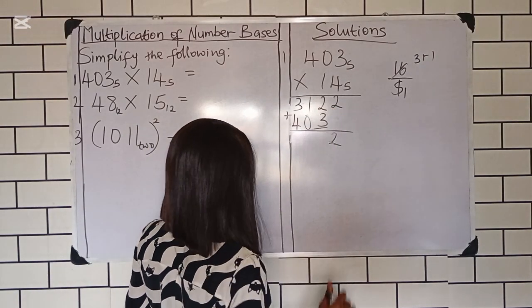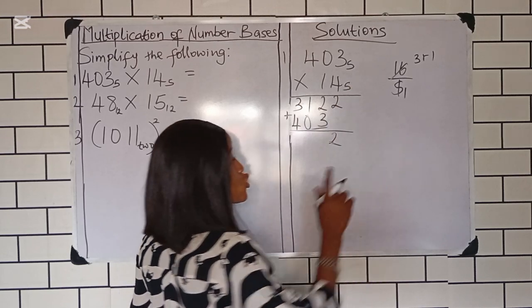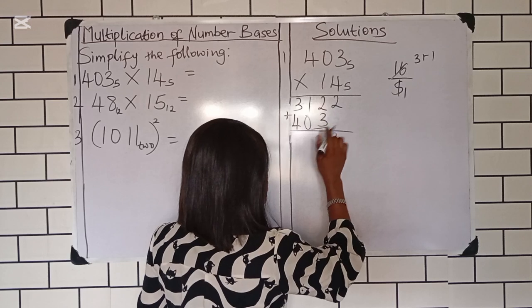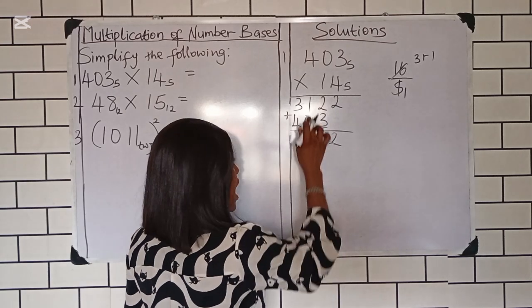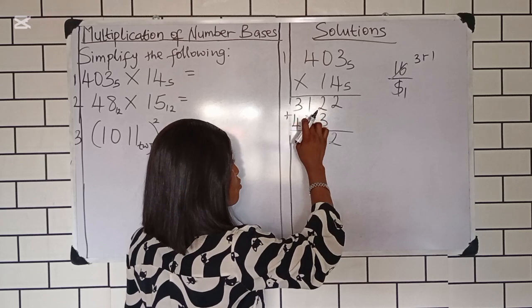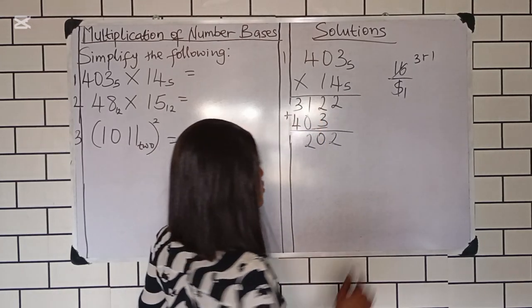2 plus this 3 here will give us 5. We are solving in base 5. Therefore, 5 divided by itself will give us 1, remainder 0. Then your remainder 0, you write it. Carry the 1. Add the 1 to the next number here, which is what? 1 plus 1, 2. Plus this 0, 2. 3 plus 4 here will give us 7.